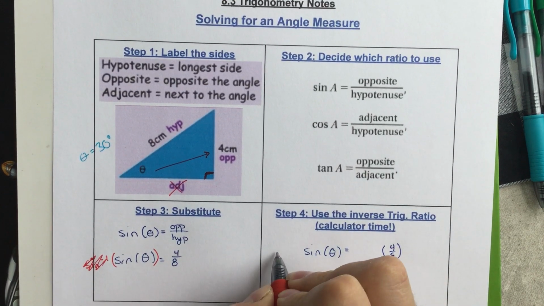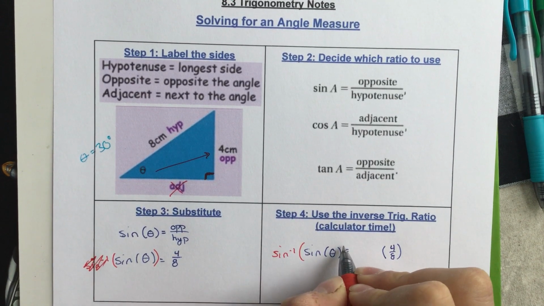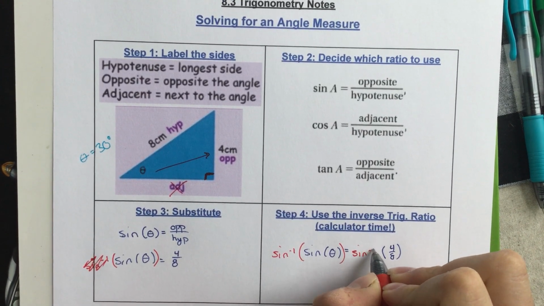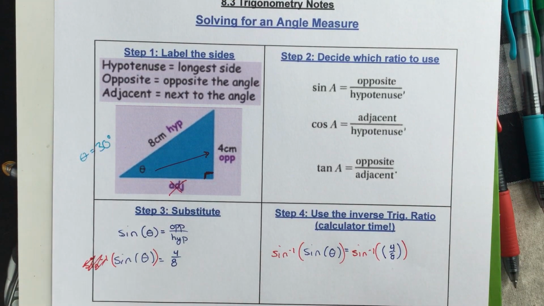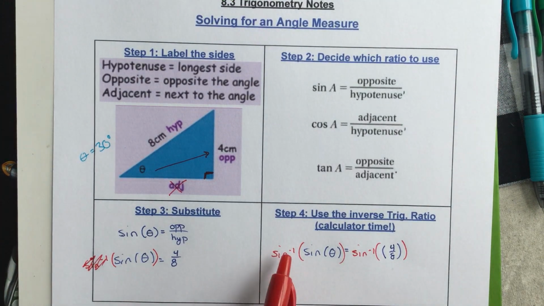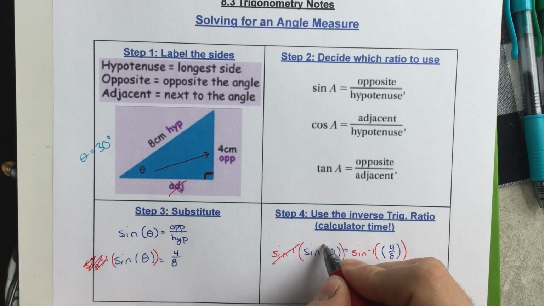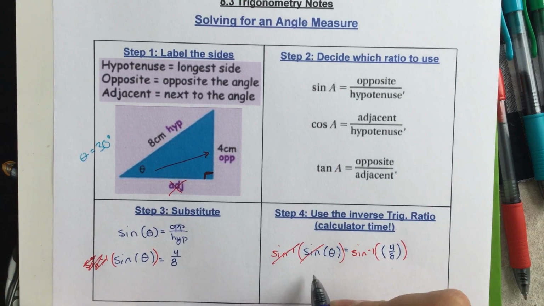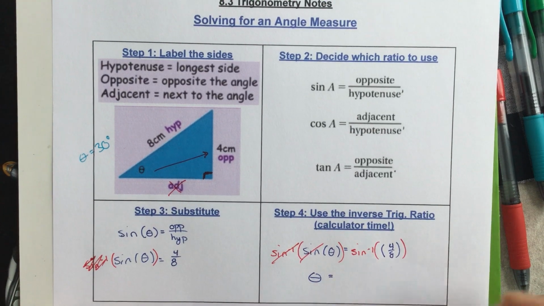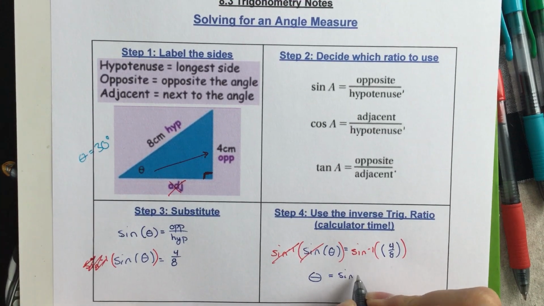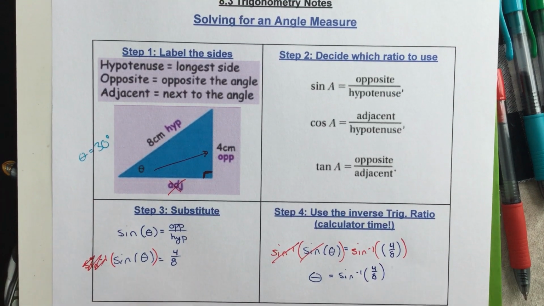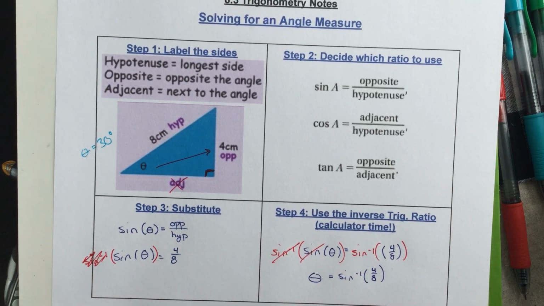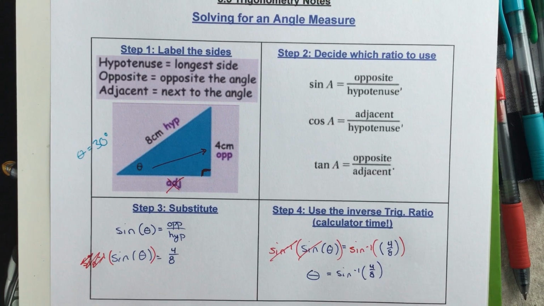I'm going to take the inverse sine of both sides, because what you do on one side of an equal sign, you have to do on the other. So when you take the inverse of sine, they are eliminated, and you're left with theta. So on the other side of the equal sign, you have inverse sine of 4 over 8. Written out, the sine looks like a little exponent with -1. At this point, it's where you use the calculator.